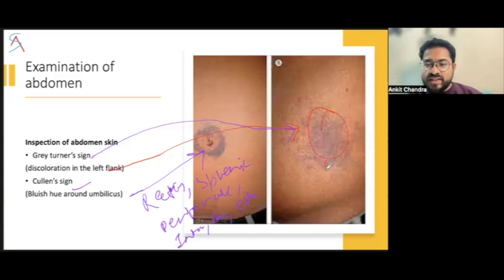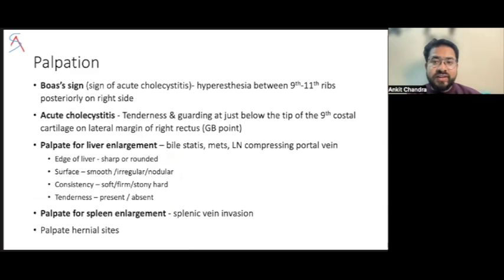This refers to the ecchymosis of the flank and may occur in conjunction with the Cullen sign, especially seen in patients with retroperitoneal hemorrhages. So if this is all you could find in the inspection, you can mention it. Then moving on to the palpation part.